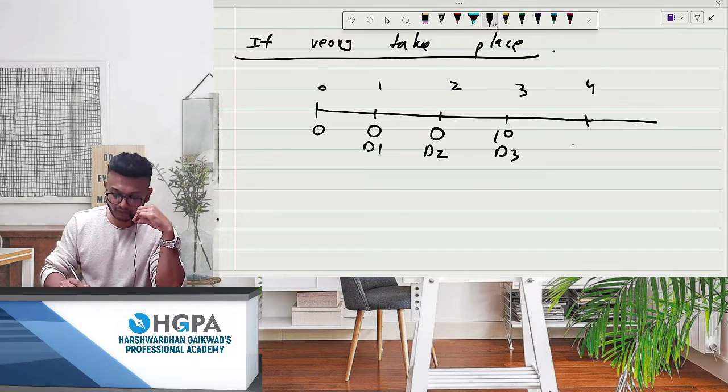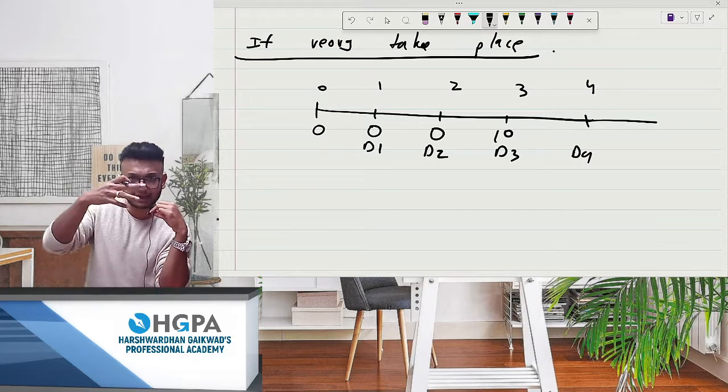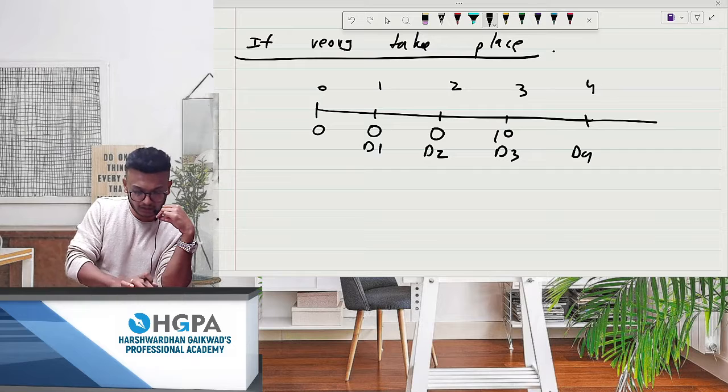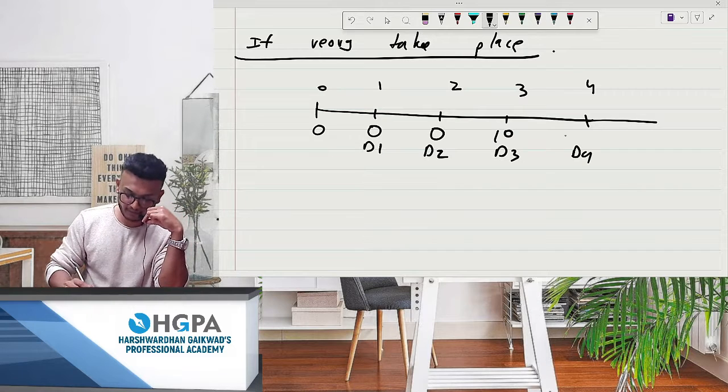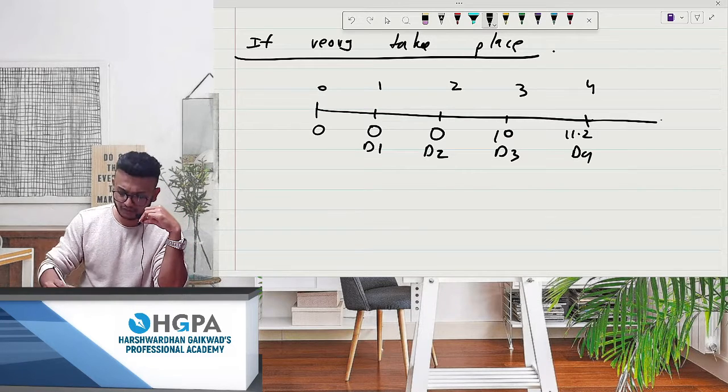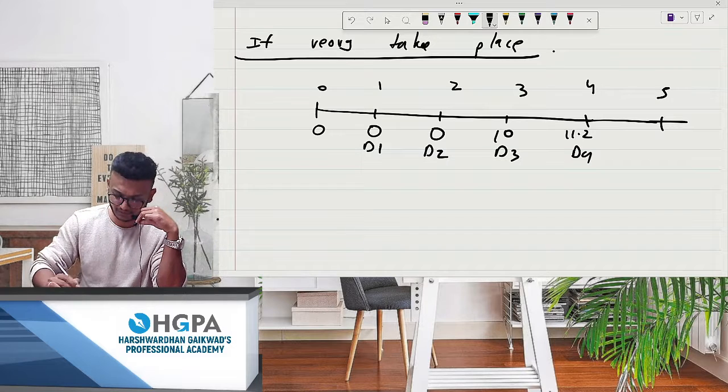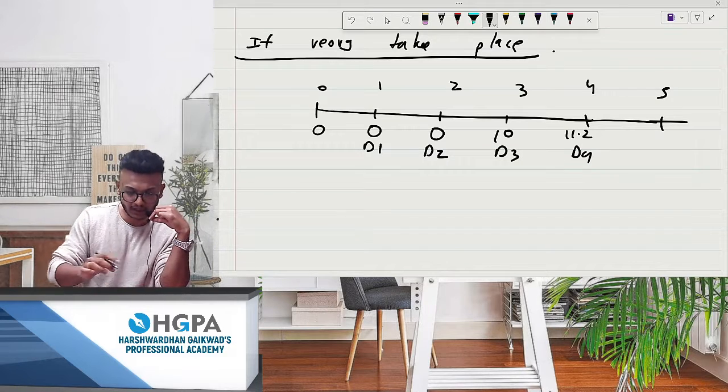You tell me what is D4 here. Sir, 10 plus 12%, right? They are giving out 12% growth. 10 plus 12% will be 11.2. Sir, can I write for 5? Yes, if you wish, you can write for 5 also. There's no problem at all. 11.2 plus 12%. How much will this be?